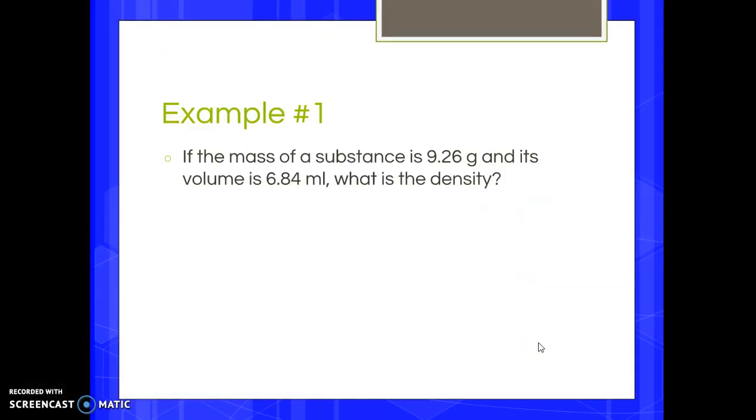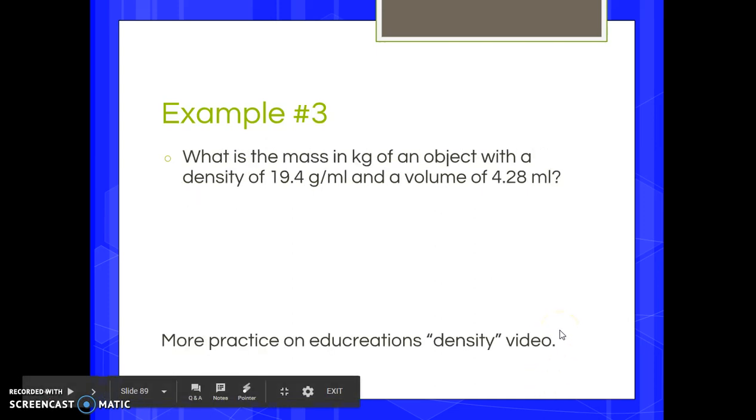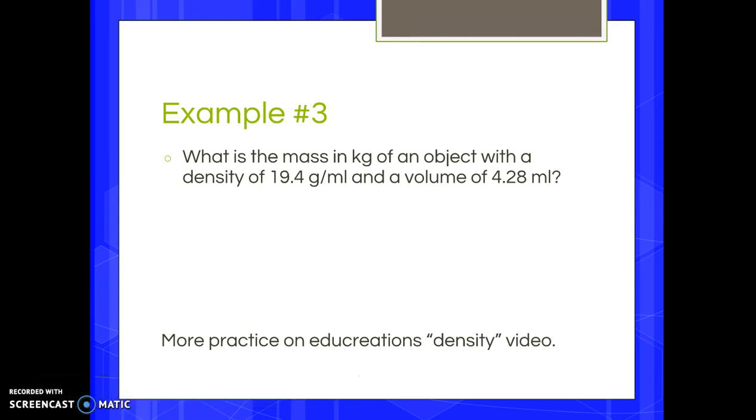So here are some examples. We're going to calculate these in class, but you can feel free to work these out. If the mass of a substance is 9.26 grams and its volume is 6.84 milliliters, what is the density? So D equals M divided by V. You just divide those. If you know the density of an object is 9.2 grams per centimeter cubed and the mass is 4.2 grams, what's the volume? So here you're solving for V. And in example number 3, you're going to solve for m. What is the mass in kilograms? So you're going to solve for the mass in grams, but then have to convert it to kilograms, of an object with a density of 19.4 grams per milliliter and a volume of 4.28 milliliters.